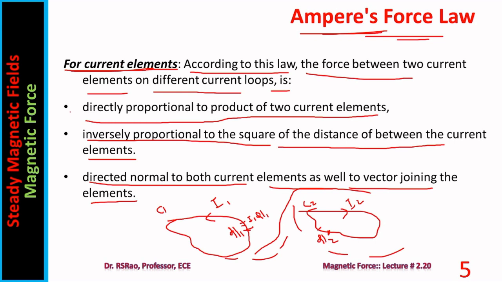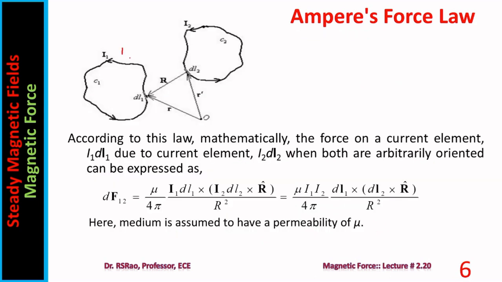So these three statements pertain to current element. And if you perform double integration over the force that exists between current elements, naturally we will get the force that exists between the current loops. Here is shown one loop C1, here is C2, current is I1, current is I2, everything is as already explained, so further explanation is not required. According to this law, mathematically the force on a current element I1 DL1 due to current element I2 DL2, when both are arbitrarily oriented, can be expressed in this way.